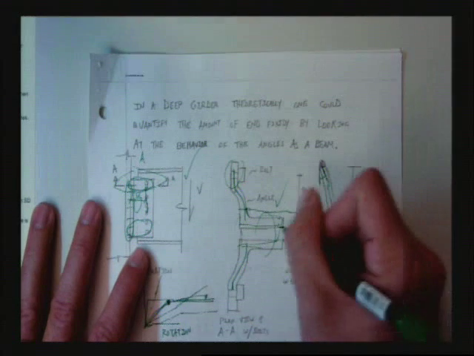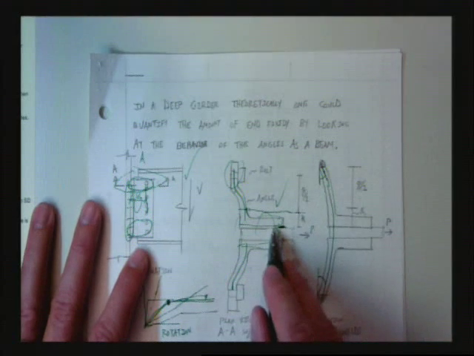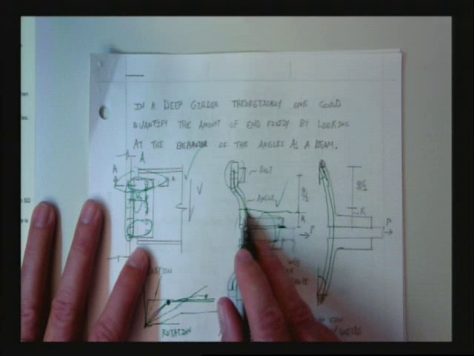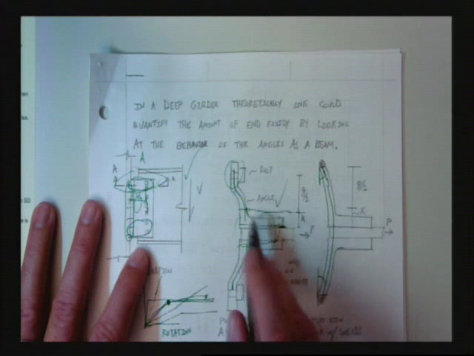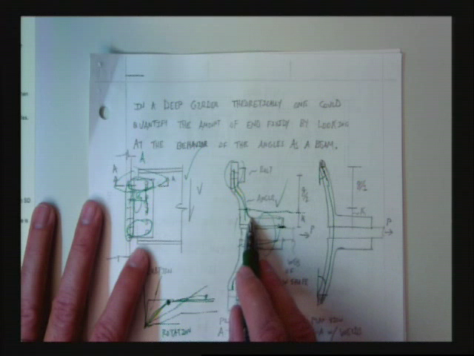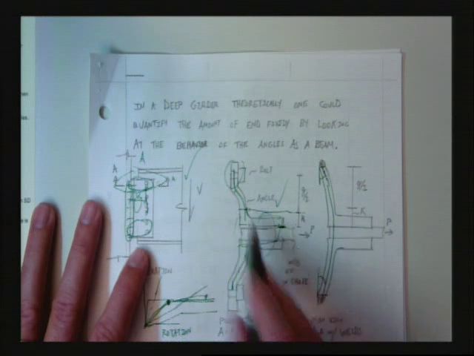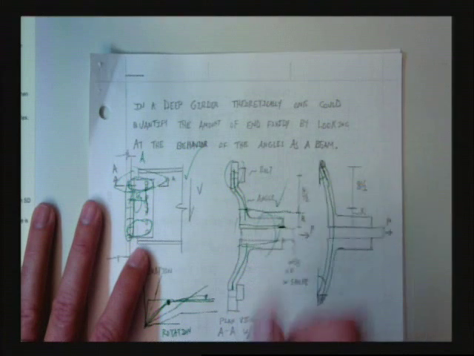It's from the end of the angle to the edge of the chamfer. Okay? That's what we call the K distance. And if we remember, the chamfer's there because these sections are rolled, right? These are rolled sections. So when they come out, there's a non-uniform thickness right there.